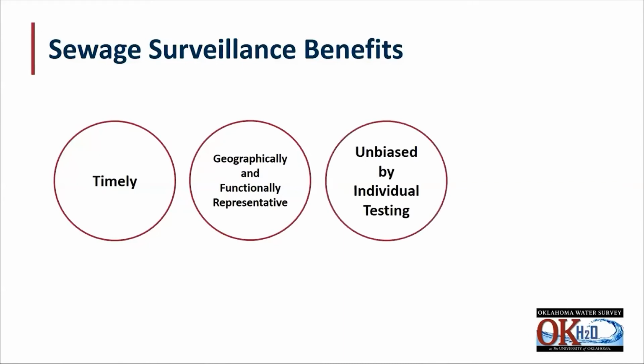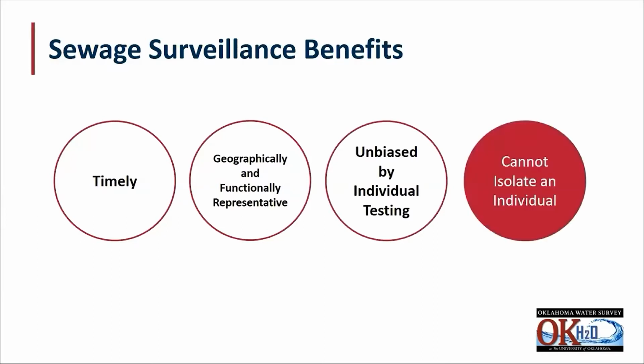Next, it's also unbiased by individual testing. Everybody goes to the bathroom, and so once again, if we're getting a representative sample, we're representing that population in that area, and it's not required that somebody goes in and gets tested, and then those results get communicated to the appropriate people so that they can be shared and acted on. And so by cutting out that middleman, we're able to speed up the process.